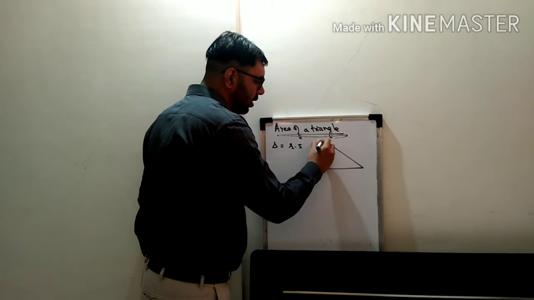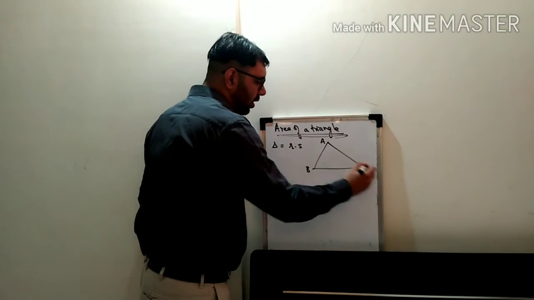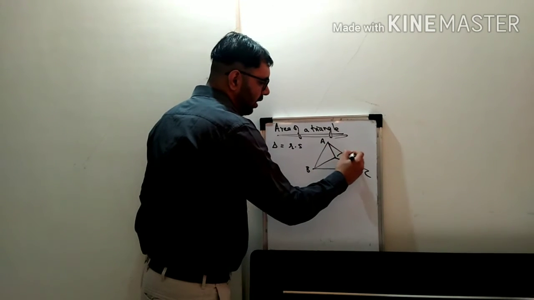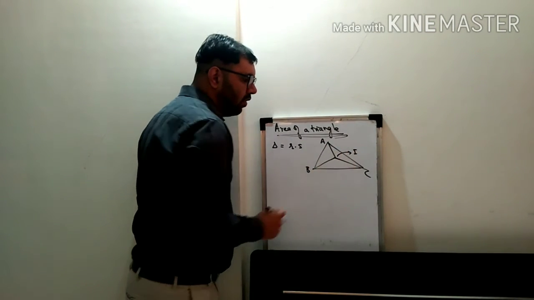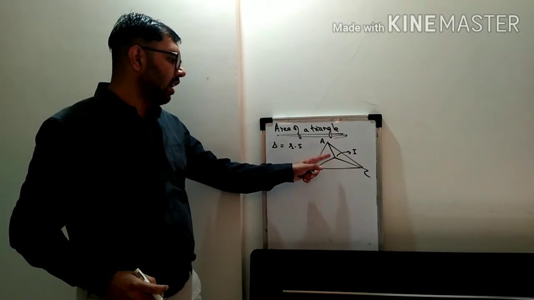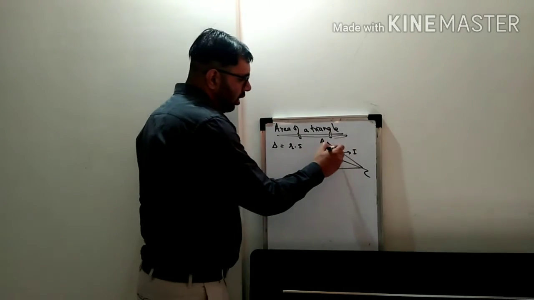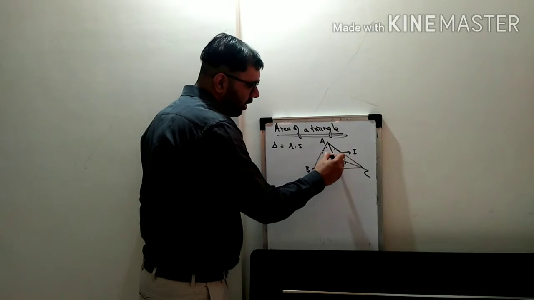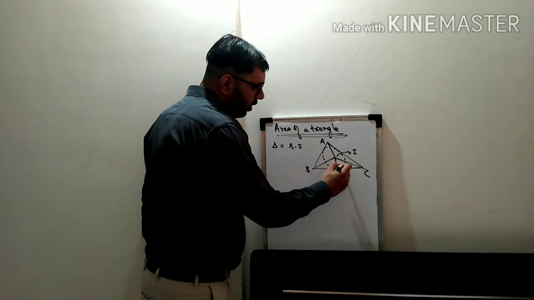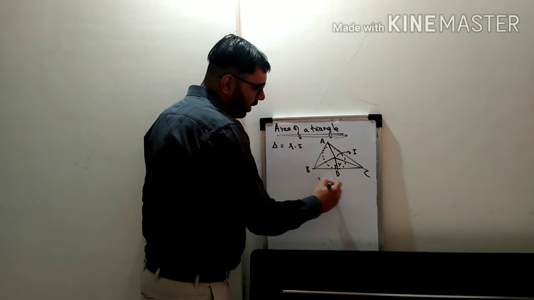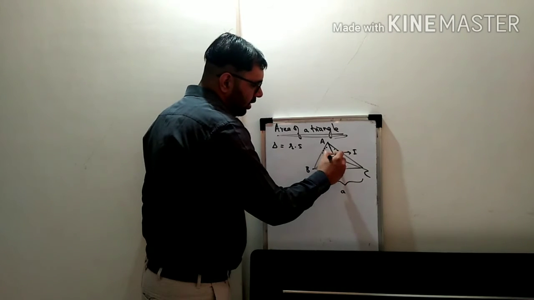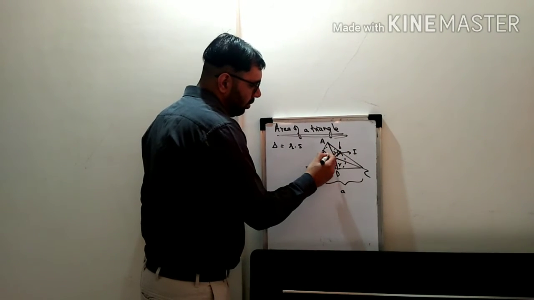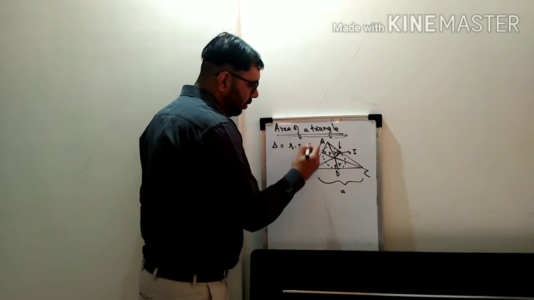So suppose this is the triangle ABC, and we have the incenter I. If I join I with the three vertices, I get the three triangles. Now since this is the incenter, this will become the center for the incircle of this triangle. If I draw the perpendicular, this length will be R and this length is A. Similarly, if I draw the perpendicular here, this length will be R, this length is B. If I draw the perpendicular, this length will be R and this length will be C.